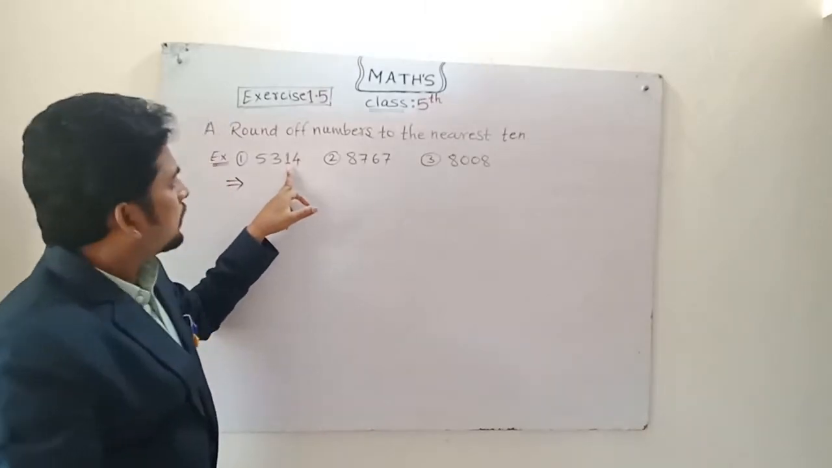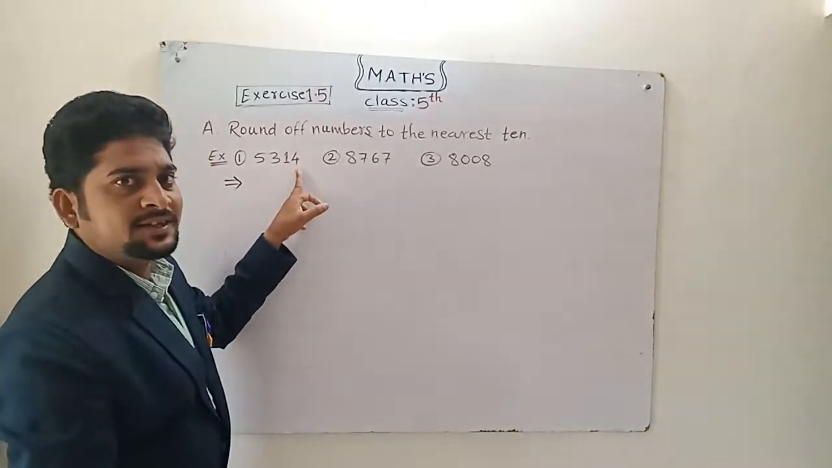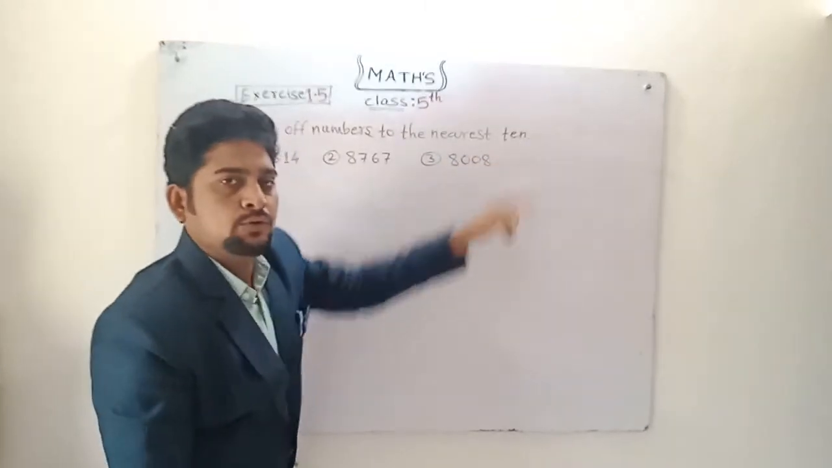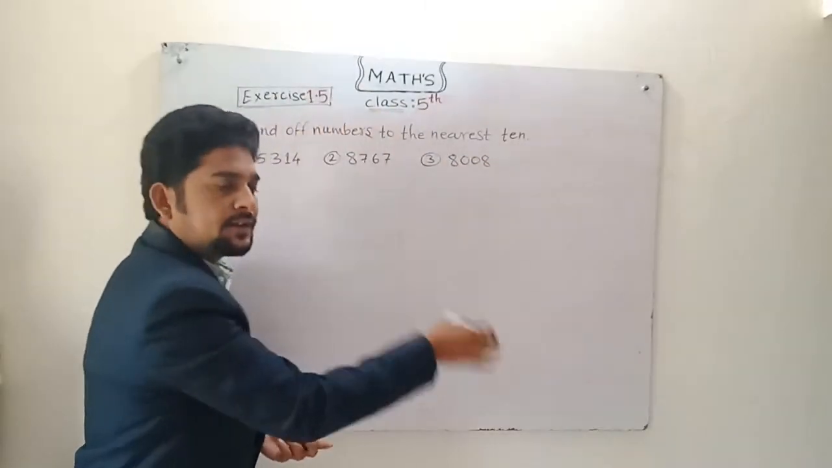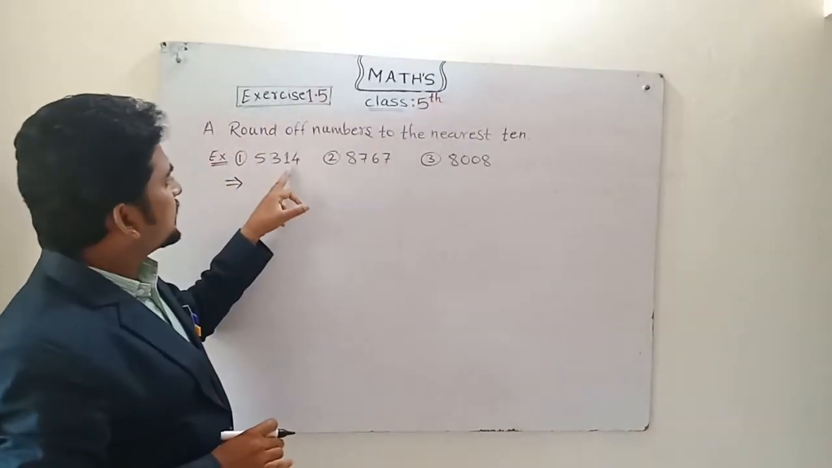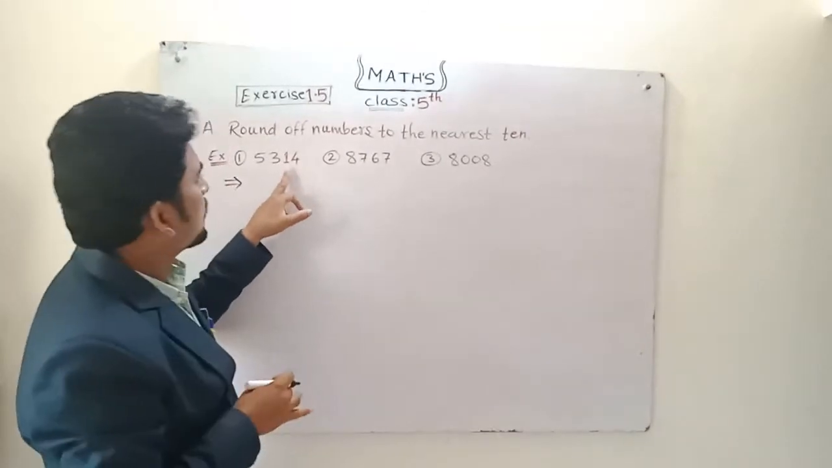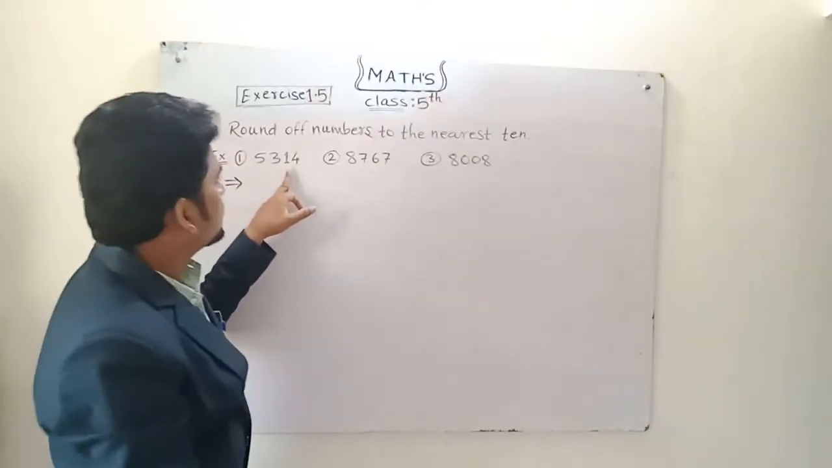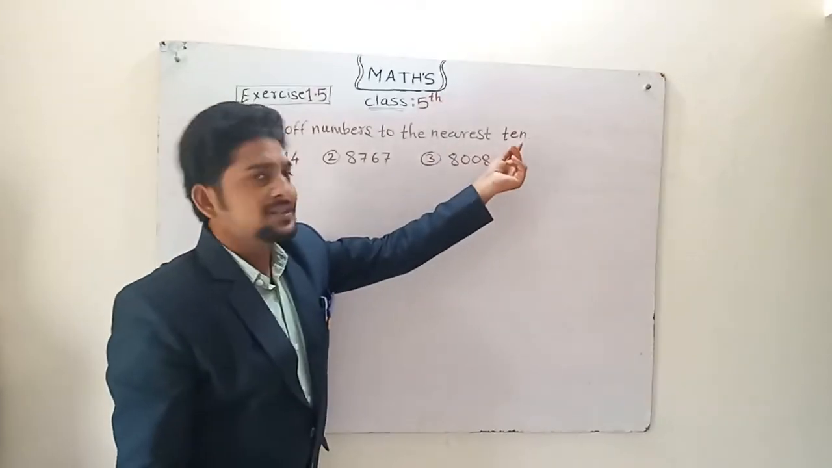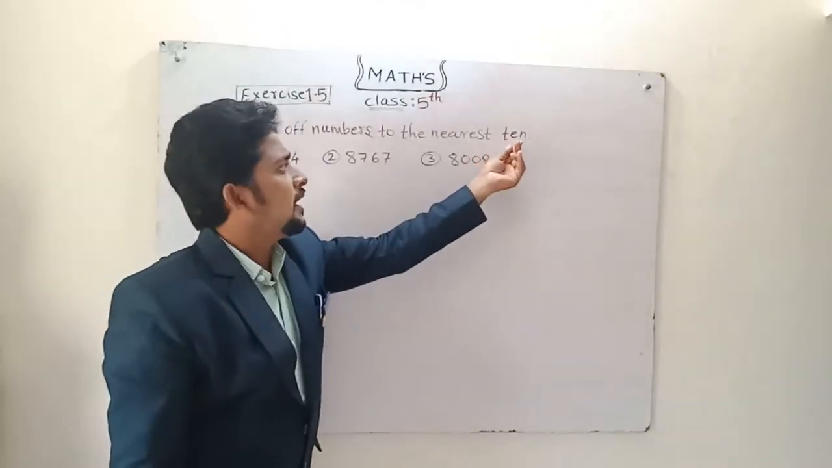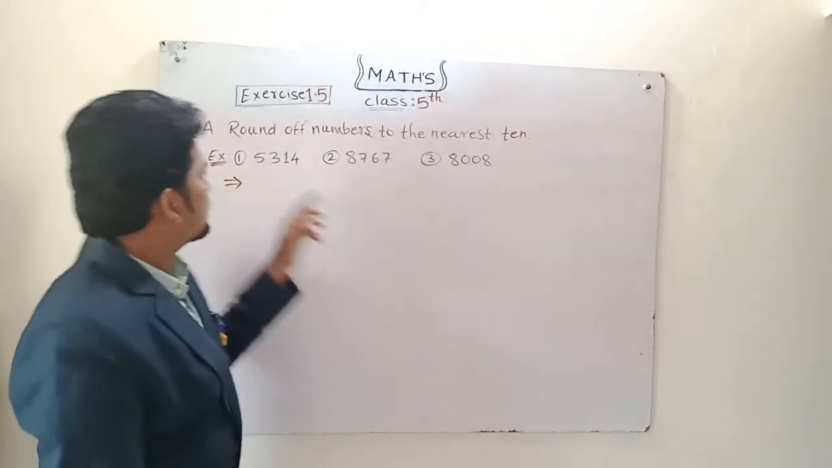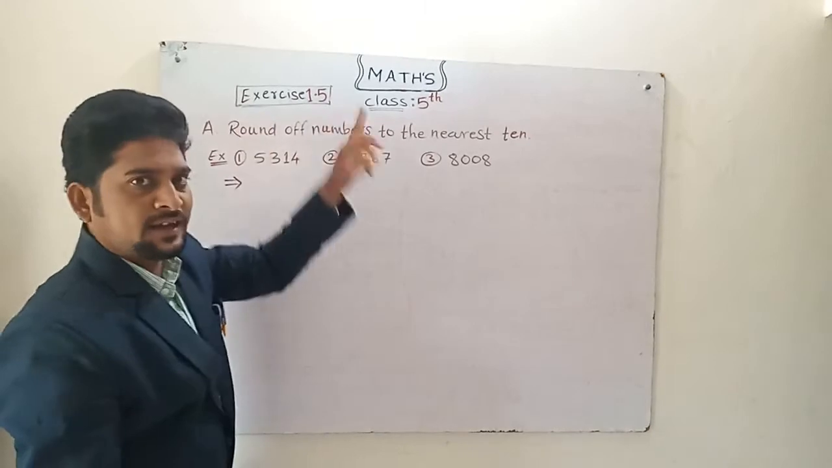Okay, but how? After that, what digit is there? 4. Okay, nearest 10 they ask. So I want, after that digit, 5 or more than 5 if it is there. Then it will be 2. 1 will get changed into 2. Otherwise it will be the same only. See, if they ask nearest 10, then half of the 10 is 5. If it is 5 or more than 5, then it will be changed to another number.